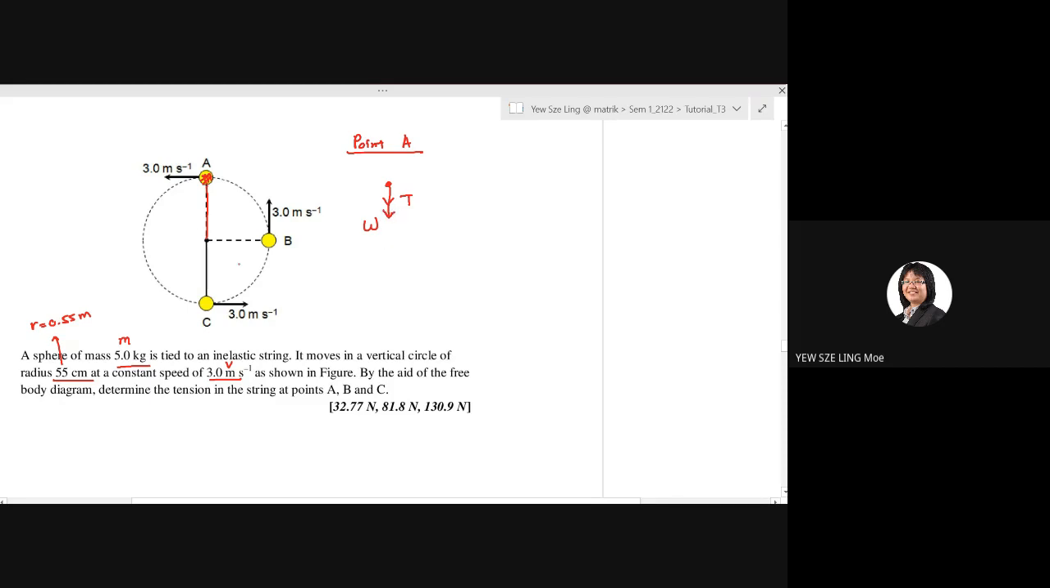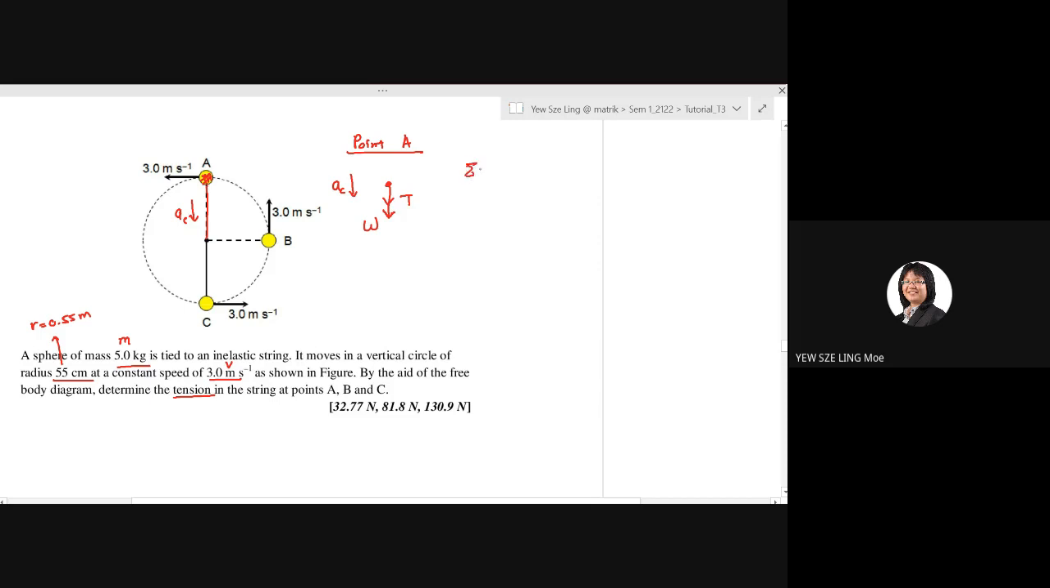And what happens to the centripetal acceleration? When your object is at position A, ac is going down. So you put it outside the diagram, ac is going down. Therefore, we know that both T and W are the forces that cause my object to keep moving in circular motion. So now let us solve it, to find the tension.